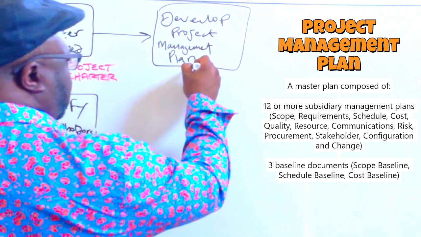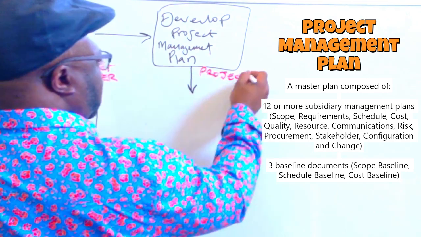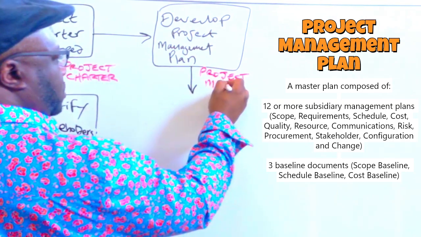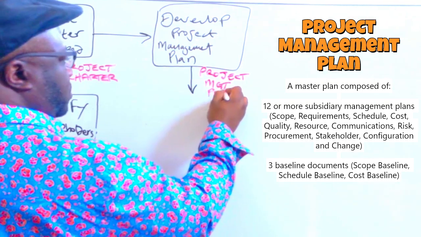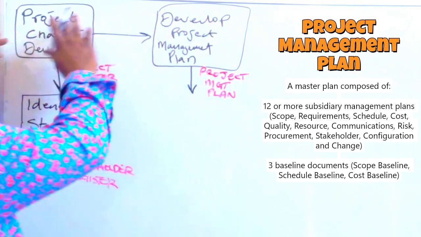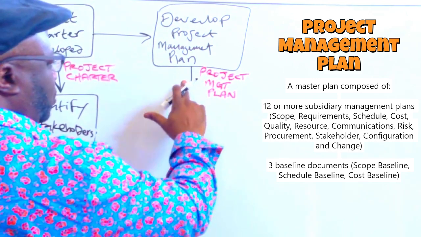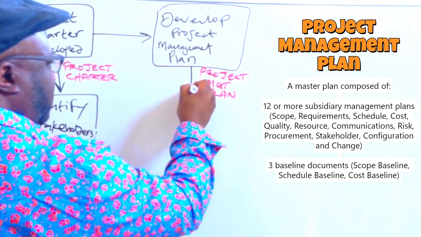So again, we're going to have an output from here, and it's called a project management plan. The project management plan that you're creating here is actually going to feed a number of processes. In fact, except these two processes, pretty much everything else in project management theoretically could use this project management plan.